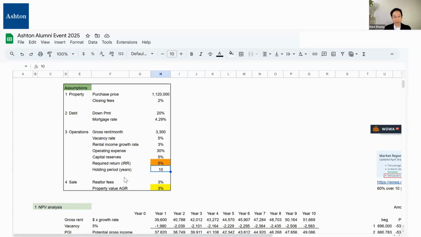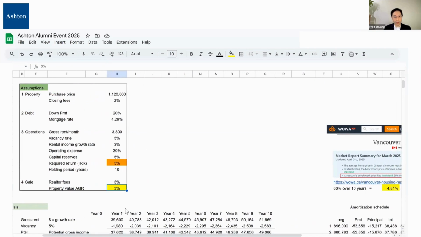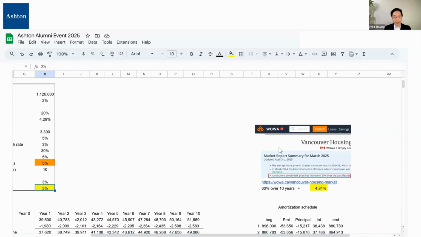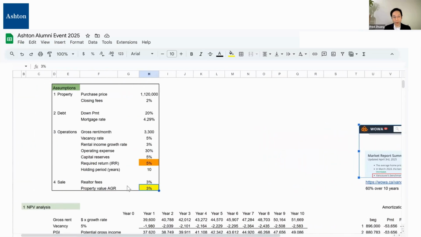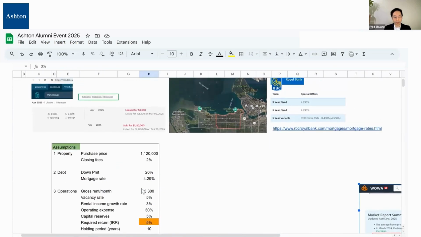And then at the end of the holding period, we hope to hold this property for hopefully 10 years, and then we're gonna sell this, which at that time will have a 3% realtor fee and a 3% annual growth rate. The 3% annual growth rate is an estimate based on the data from the Vancouver housing. The past 10 years, the property in Vancouver has grown annually roughly 4.8%. So we just want to be a little more conservative, and we're gonna just use 3%.